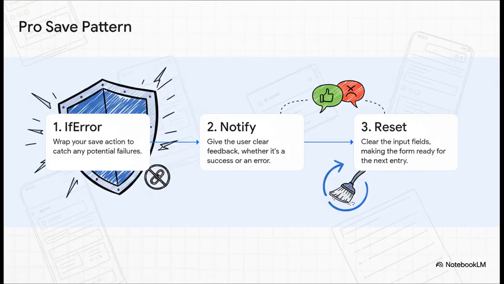And this right here, this is a professional grade pattern you should steal and use in every single app you build. Seriously. First, you wrap your whole save action in something called if error. It's like a safety net. If anything goes wrong, it catches it. Then you use Notify to give the user a clear message. Hey, it worked. Or, uh-oh, something went wrong. Finally, you hit it with a reset to clear out the form for the next person. It's simple, it's robust, and it makes your apps feel so much more polished.